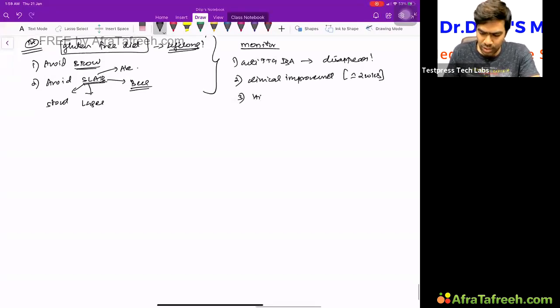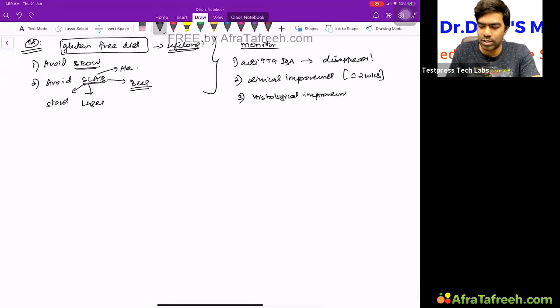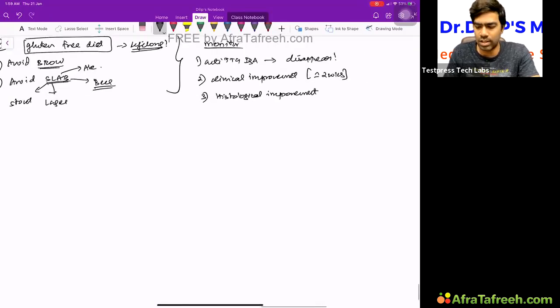And third is histological improvement. In endoscopy, there will be a histological improvement. To get a complete histological reversal, that is normal histology, it will take approximately 6 to 24 months. Up to 2 years it can take, but still they will develop a complete histological improvement over a period of time, and the symptoms will completely disappear, and the antibodies also completely disappear.